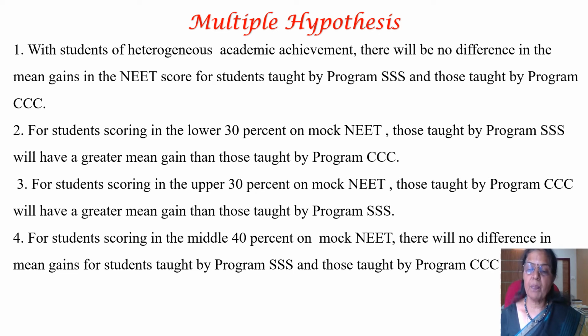And what is the fourth hypothesis state? This talks about the middle 40% of the students. It's not talking about the higher rank students nor the lower students, but those average students who are in the middle 40% of the mock NEET test. They say there will be no difference in the mean gain for students taught by program SSS and those taught by program CCC. The net gain will be the same in both methods.